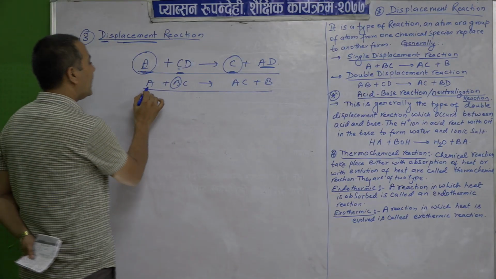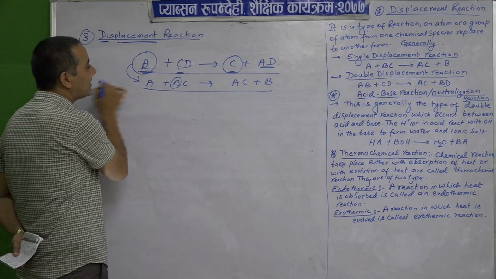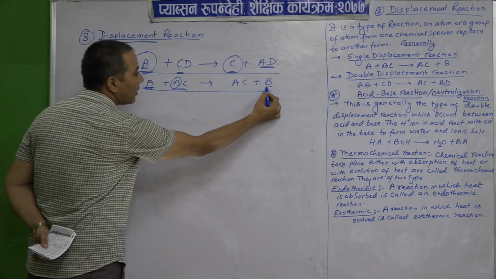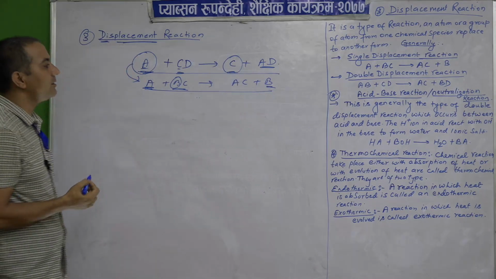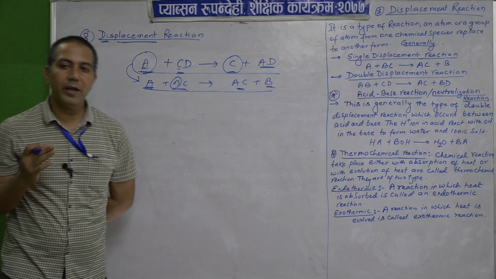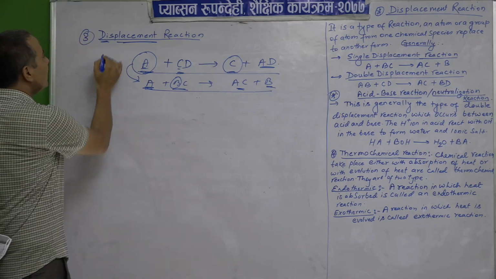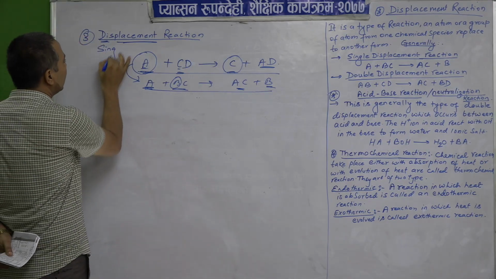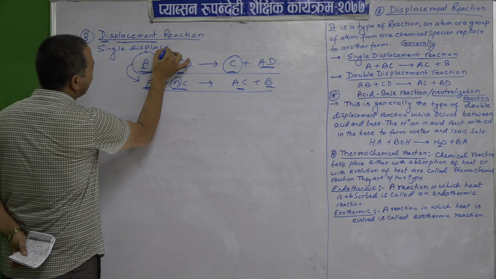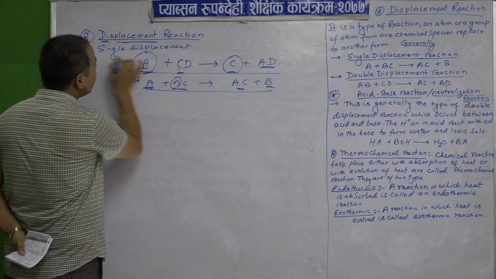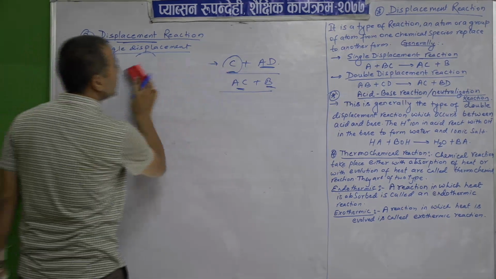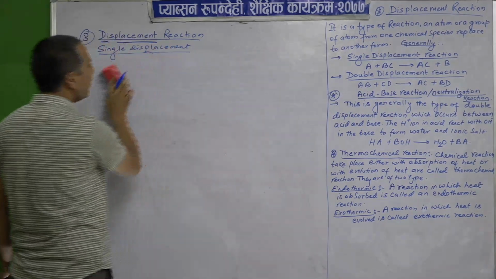Likewise, if we see another example, A and BC, A replaced the position of B, B exists individually and A and C are combined. These types of chemical reactions are called single displacement chemical reactions.